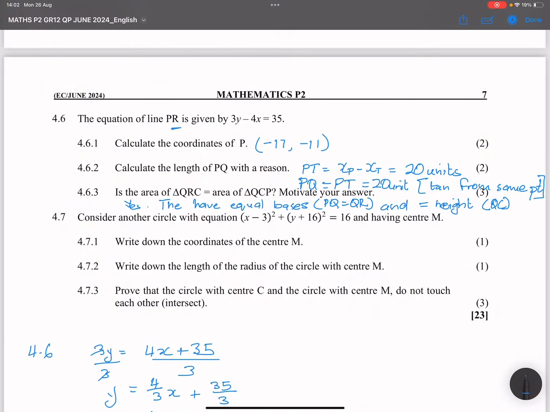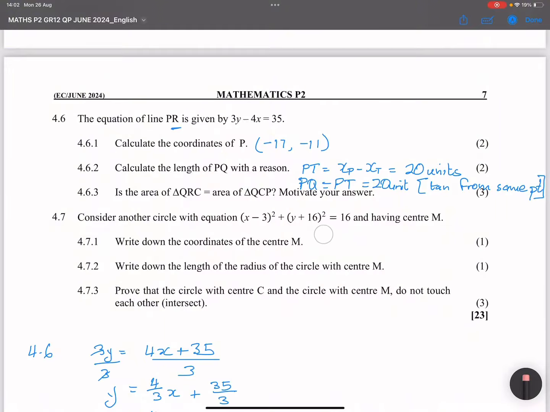Now they say consider, sorry, that looks a little bit messy there. Okay, I'm just going to remove it so we're able to read. Right, they say consider the circle with equation (x minus 3) all squared plus (y plus 16) all squared, which is equal to 16, and having a center at M. Okay, they say write down the coordinates of the center.